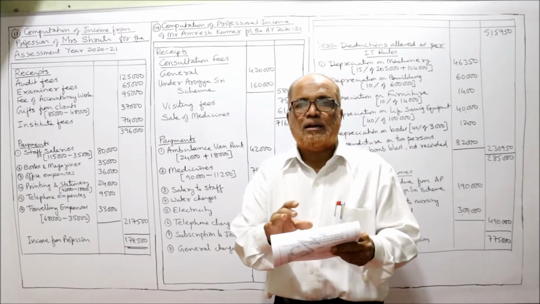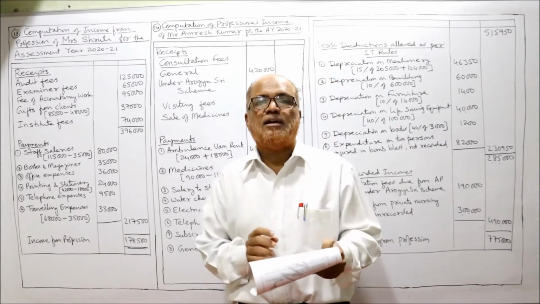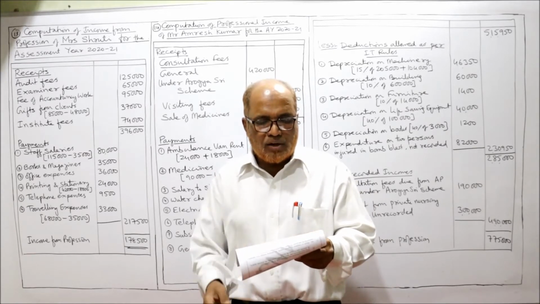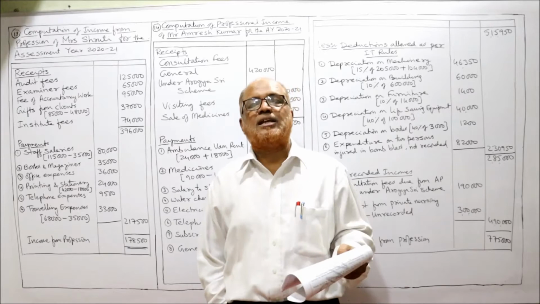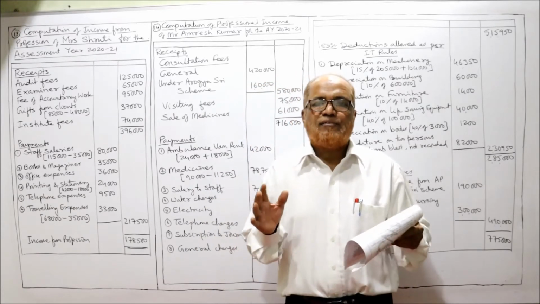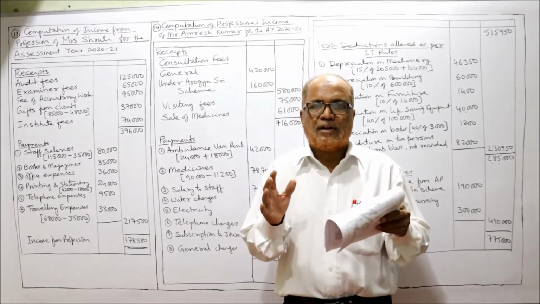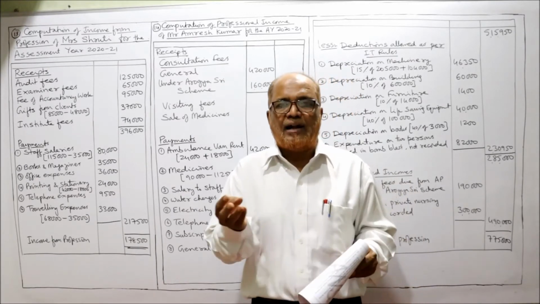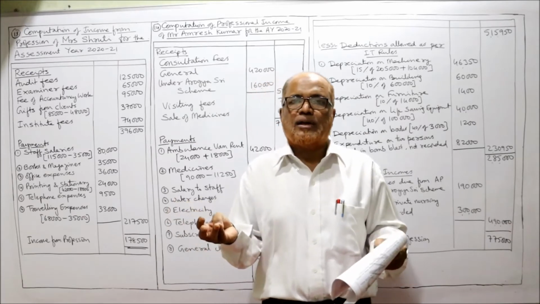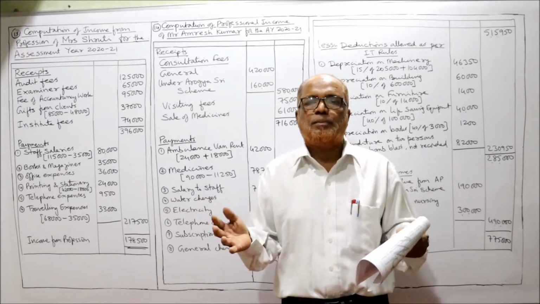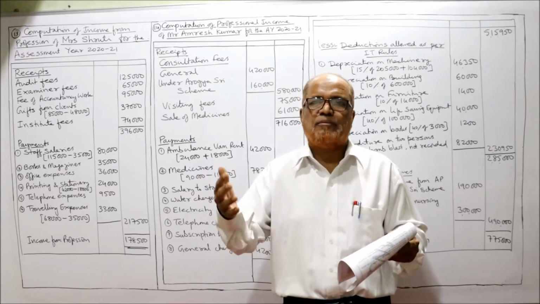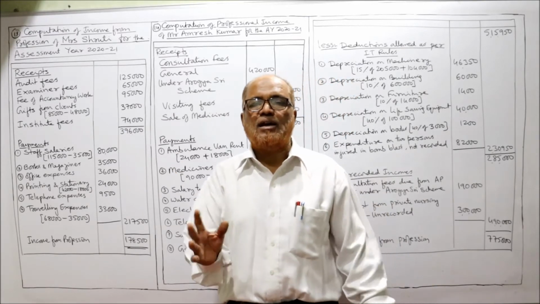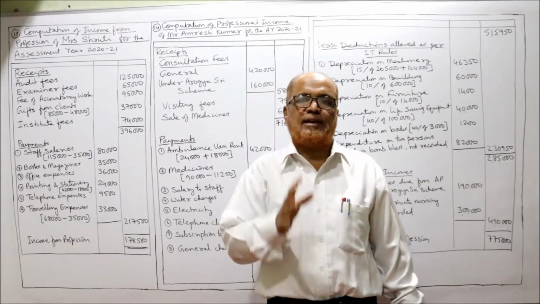Before starting the problem, I'll just read out the additional information, adjustments given. Gift includes 48,000 received from her brother-in-law. Actually, gift received from the clients is a professional income. Normally, the advocates, the chartered accountants, doctors, these are the professional people. They may receive gifts from time to time from the clients, from the patients. The Income Tax Act says gifts received from client is a professional income.